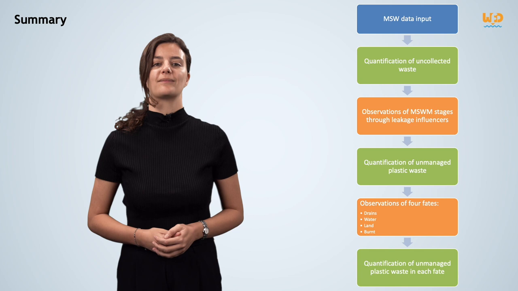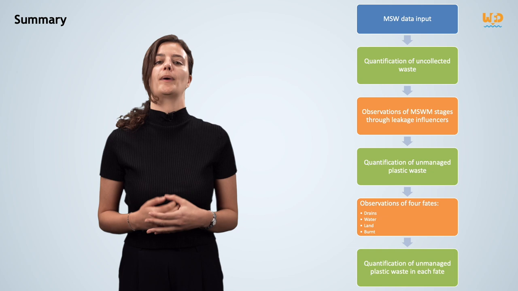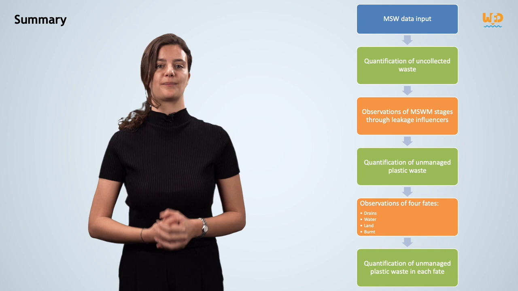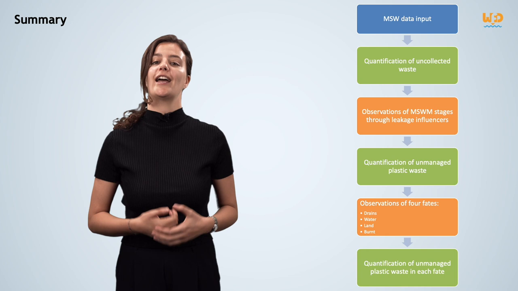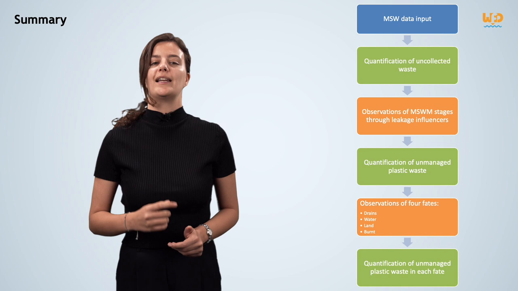The observational assessment of the four fate types allows us to quantify the amount of plastic waste ending up in each fate: burned on land, in water, and in drains. Well, we have gone through the first functions of the WFD and we will still have to show you the results of the assessment. But just before that, let's make a small detour into the last function of the WFD.